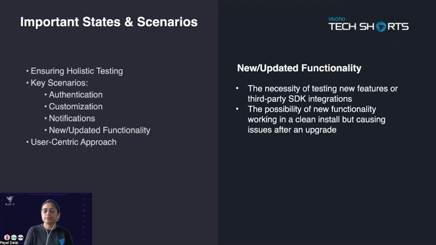New and updated functionality. There is a necessity of testing new features and third-party SDK integrations. Suppose you have used a new third-party integration for file transfer, say on WhatsApp. There is a major possibility that this feature will work with freshly installed builds, but this feature won't work or be backward supported for the existing version. So you should make sure that whatever user base is there on the existing version, this feature should work for them as well. So this is the thing that you need to consider.